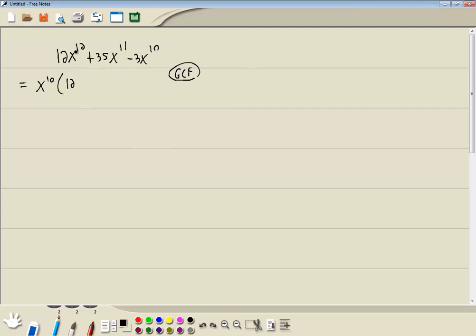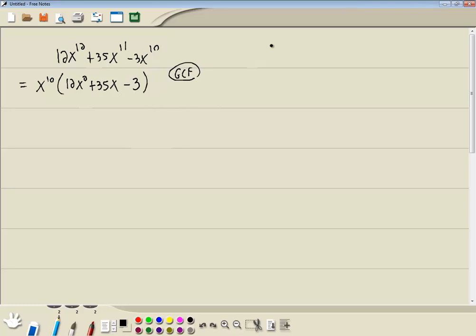Okay, and here we've got 12 x's. We pulled 10 of them away, so that leaves us 2 x's, plus 35. We had 11 x's, took 10 of them away, so that leaves us a single x. Minus 3, and then we had 10 x's and took all 10 of them away, so there's no x's left.